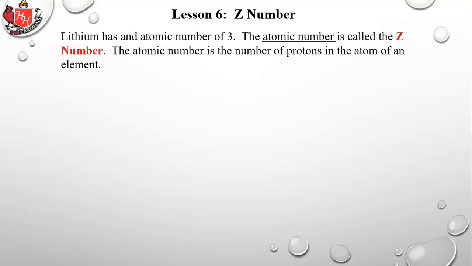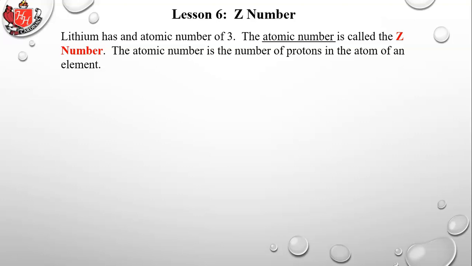Okay, let's get into Z numbers and Z effective. Lithium has an atomic number of 3. Again, if you look on the periodic table, and every time you do chemistry, please have a copy of the periodic table in front of you. You're going to use it every minute of every day in this class, so be sure it's in front of you. So lithium has an atomic number of 3.